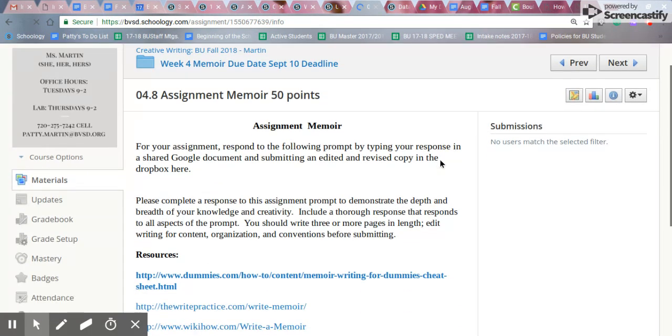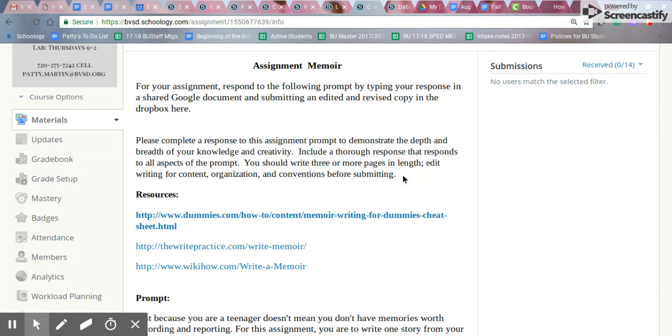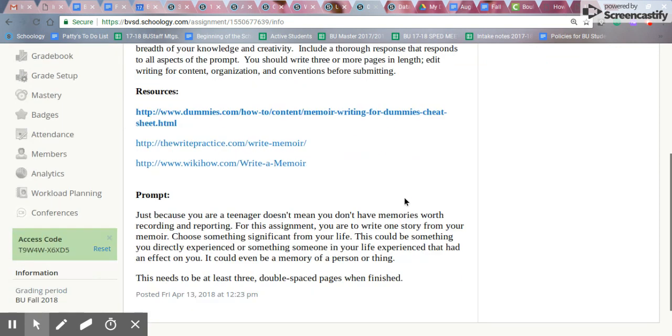All right. And then the second piece that you have is your memoir assignment. You're going to write a piece of your own memoir. You're going to write one personal story. I am looking for 3 or more pages in length. We're talking double spaced on that. Okay. Times New Roman 12 or Arial 11. Got some resources for you here.